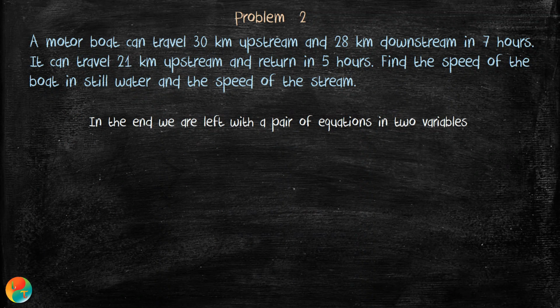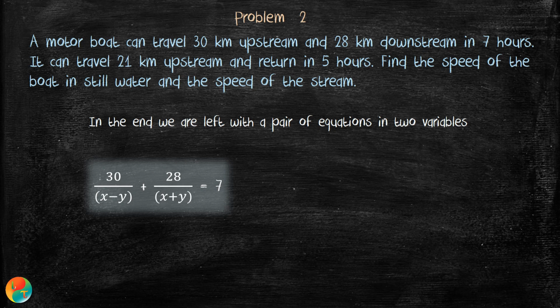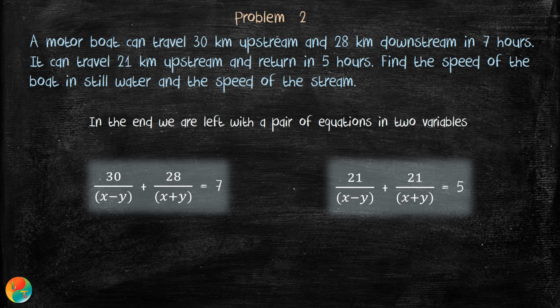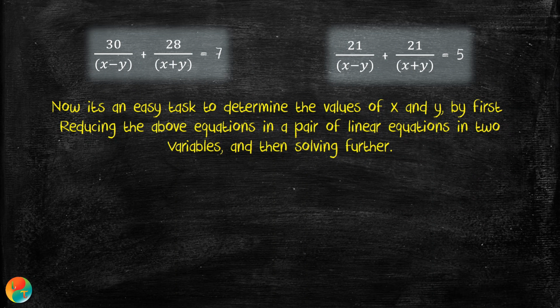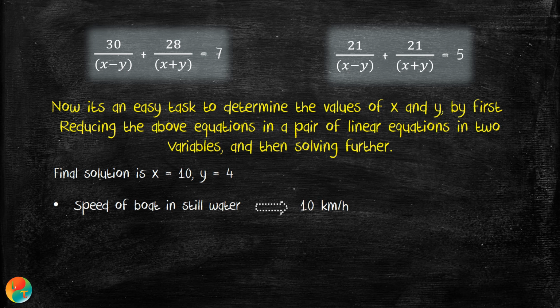In the end, we are left with a pair of equations in two variables. 30 upon x minus y plus 28 upon x plus y is equal to 7, and 21 upon x minus y plus 21 upon x plus y is equal to 5. Now it is an easy task to determine the values of x and y by first reducing the above equations to a pair of linear equations in two variables and then solving further. The final solutions: x is equal to 10 and y is equal to 4. That is, speed of boat in still water is 10 km per hour and speed of stream is 4 km per hour.